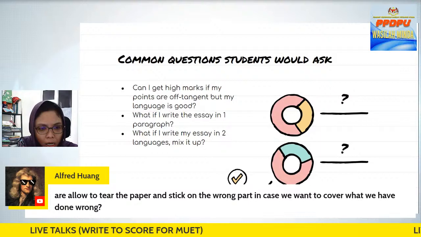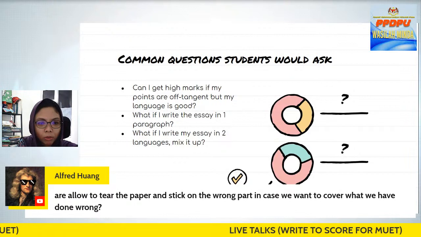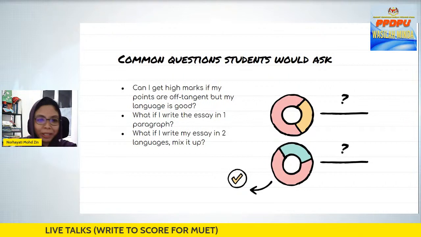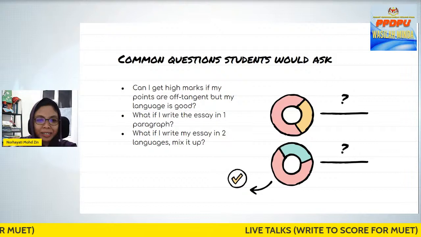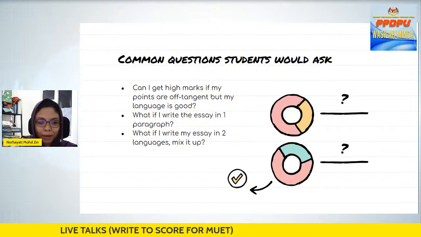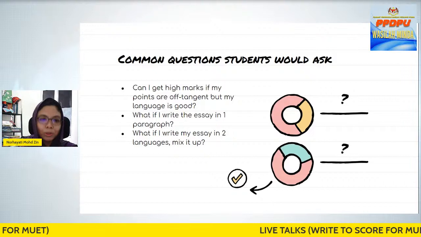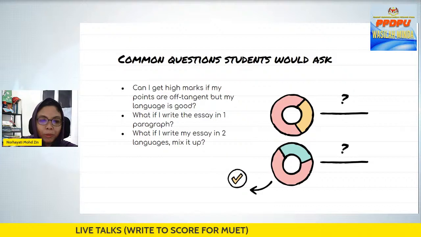Are we allowed to tear the paper and stick it on the wrong part, in case we want to cover what we have done wrong? I don't think you have the time to tear paper and paste. So that is why I say it's important for you to draft. Make sure that you plan your ideas well before you write down. If not, you can ask for more papers. It shouldn't be any problem. But we don't tell our students to cut papers and paste; guna gum tak ada.